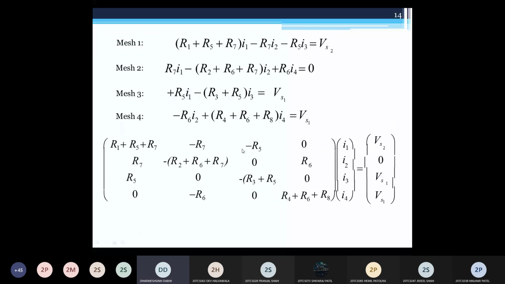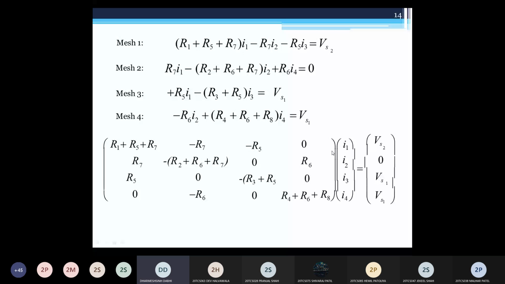So you can see that the first term, which is related to the current I1, is R1 plus R5 plus R7. So that is R11 in your matrix. The second term, related to I2, is minus R7. The third term, related to I3, is minus R5, and the I4 term is not present in mesh 1, so it is 0. The same way you can write down the resistance matrix for all the remaining equations. So you get this resistance matrix, or you can say the mesh resistance matrix.